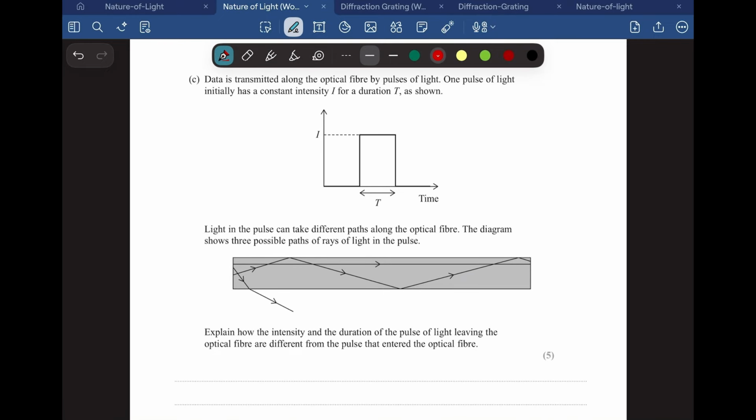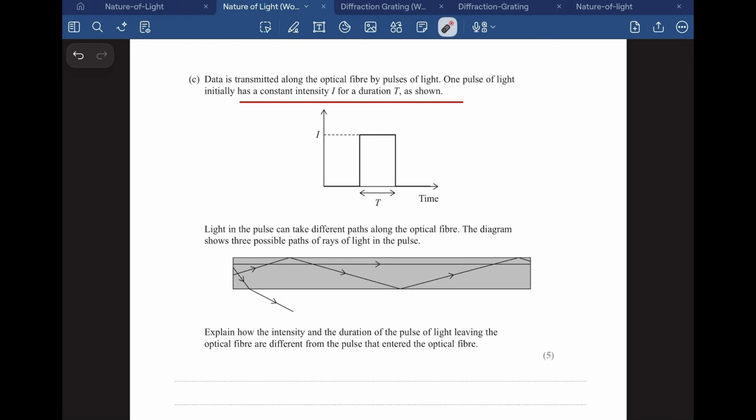Now the next part says data is transmitted along the optical fiber by pulses of light. One pulse of light initially has a constant intensity for a duration t as shown. Light in the pulse can take different paths along the optical fiber. You can say one is moving straight, one is moving in zigzag lines, another one is getting out of the optical fiber. The diagram shows three possible paths of rays of light in the pulse. Explain how the intensity and the duration of the pulse of light leaving the optical fiber are different from the pulse that entered the optical fiber.